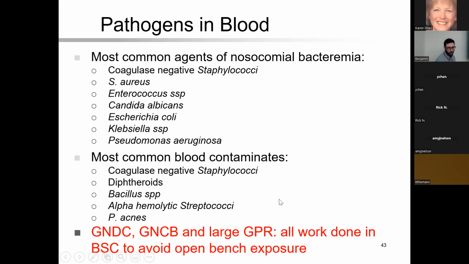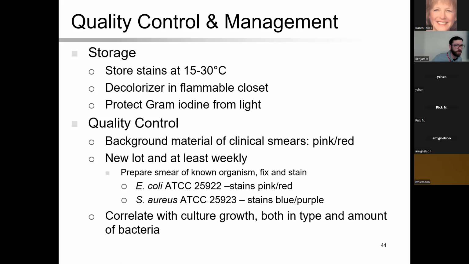When you're looking at your blood culture smear, your gram stain, and if you see gram-negative diplococci, gram-negative coccobacilli, and large gram-positive rods, you want to move that work to the hood. Some labs take the plates to prevent the next laboratorian from exposing themselves, but until you can rule out that it's not a BT organism, you want to just be careful proceeding with that culture.